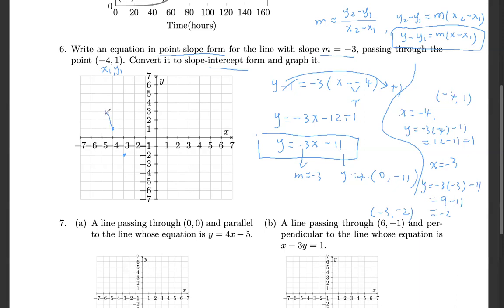If you don't trust yourself, you can do a checkpoint. You do a third point. All right. So usually we indicate it with an arrow. It just keeps going. So that's the graph of y equals negative 3x minus 11.